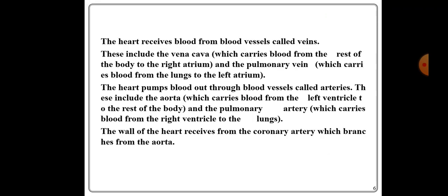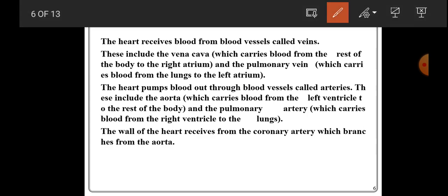The heart receives blood from blood vessels called veins. These include the vena cava, an example of veins which carries blood from the rest of the body to the right atrium, and the pulmonary vein which carries blood from the lungs to the left atrium. In the body we have four pulmonary veins, two coming from the right lung and two coming from the left lung. When we add them, in total they are four.